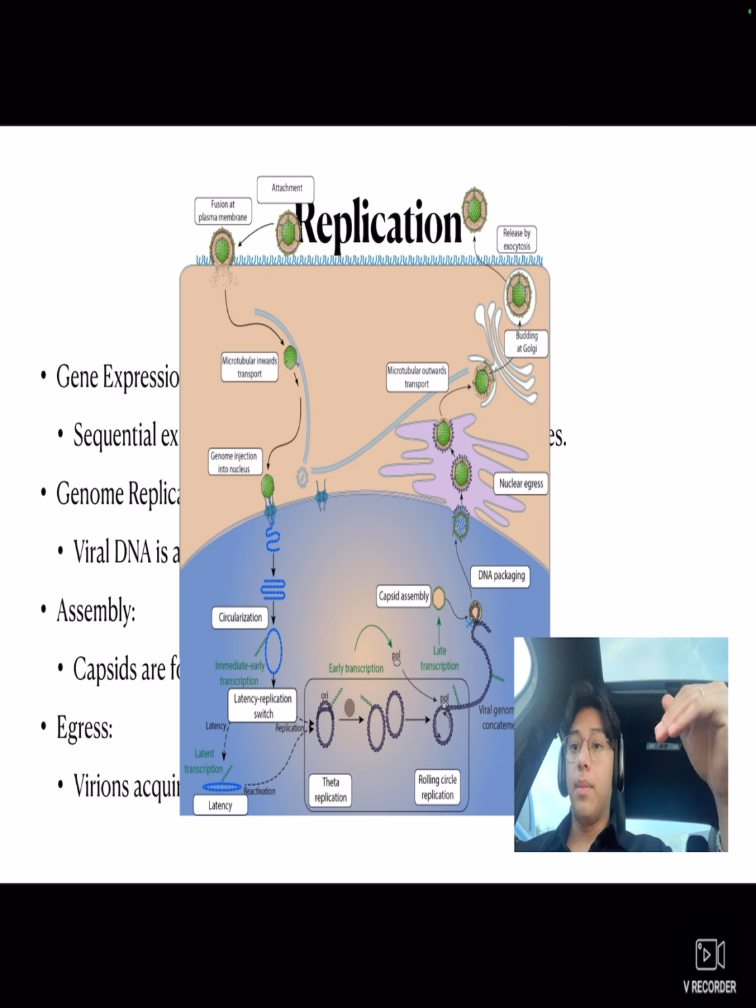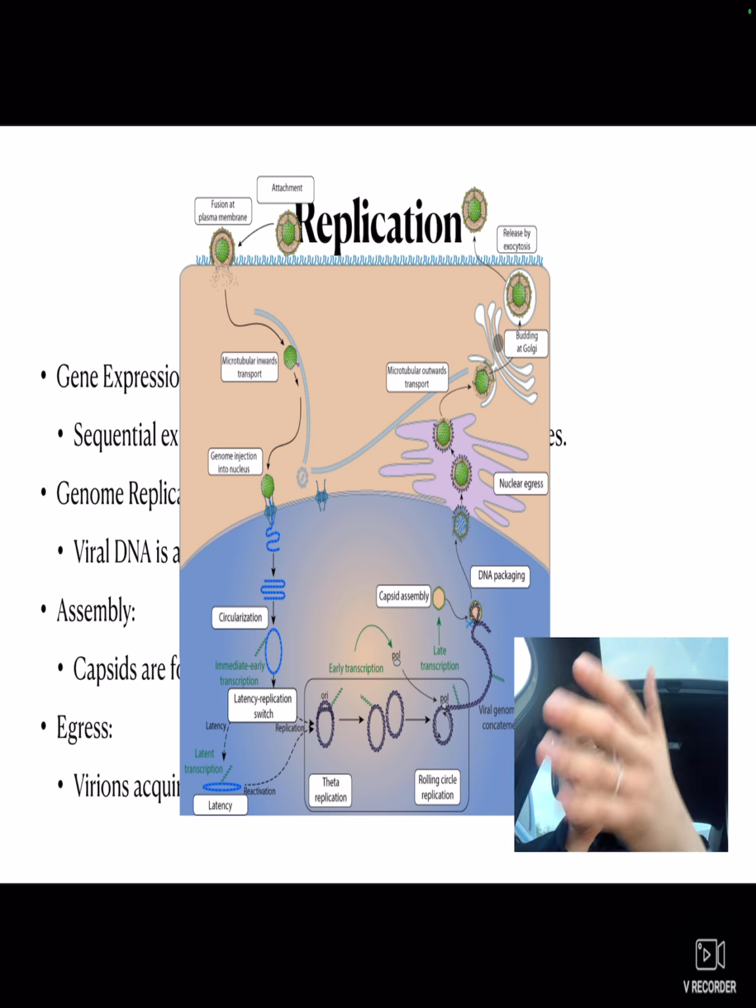That way it then goes through rolling circle replication, which is where it's actually replicated. Then it goes out of that replication cycle and into a capsid, and the DNA is packaged. Then it leaves the cell, ready to infect another cell.